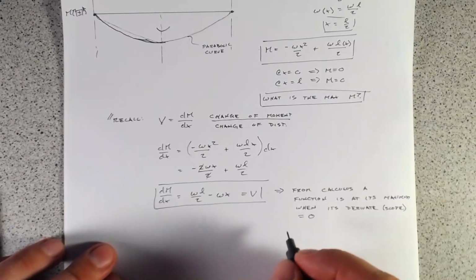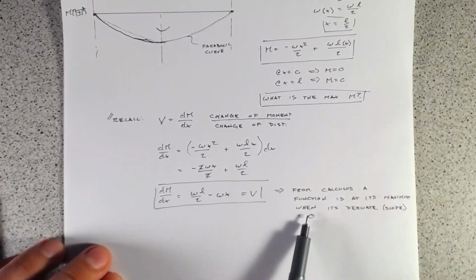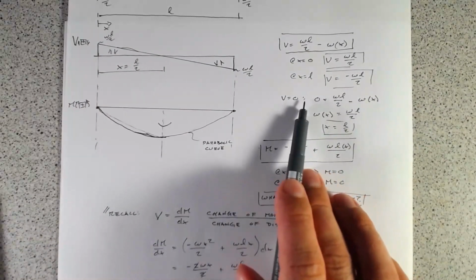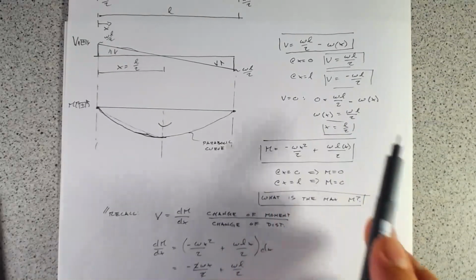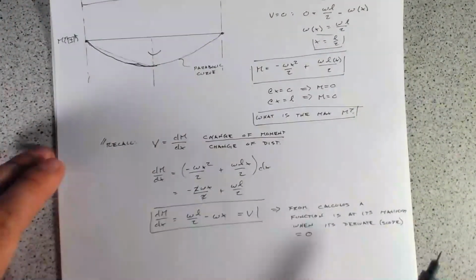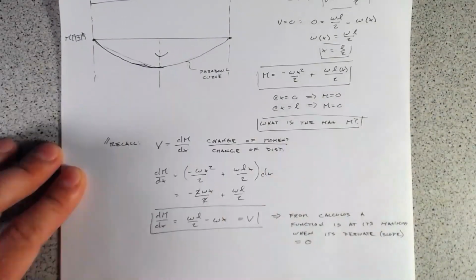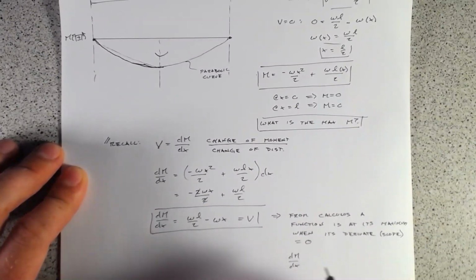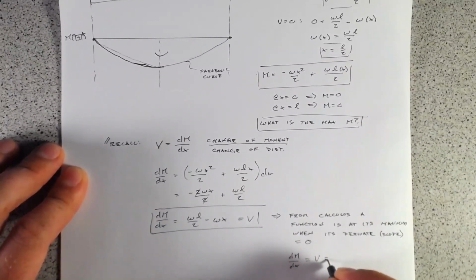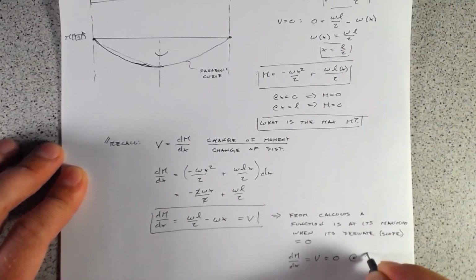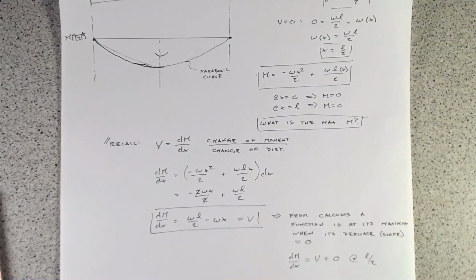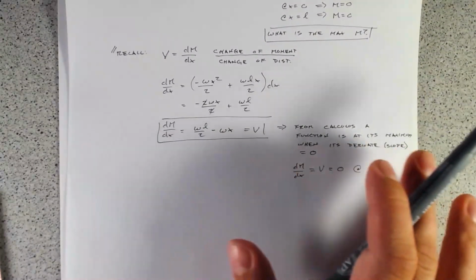So all we need to do is find out, well, when does the shear force equal 0? Well, we've just done that up here. V equals 0 at x equals L over 2. So we know that the slope of the moment diagram will be 0 at L over 2. So we've got dM over dx equals V equals 0 at L over 2. So in order to find the maximum moment, all we have to do is plug in L over 2 for x in our moment equation up here. So let's do that real quick.